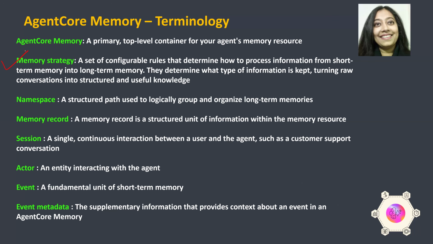So, memory strategy essentially is a set of configurable rules that Agent Core uses to process information, to extract information from the short-term memory and long-term memory. It determines what type of information is needed, needs to be persisted, and needs to be extracted from different conversations in a structured manner that can be used by the agents. So that is memory strategy. And yes, there are different types of strategies, and we will deep dive into that as well.